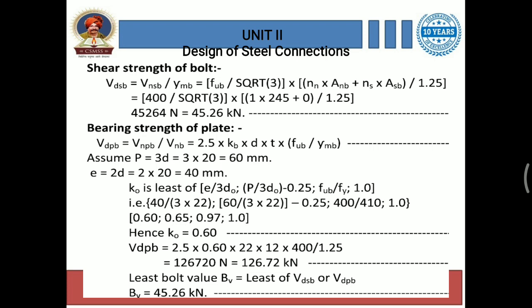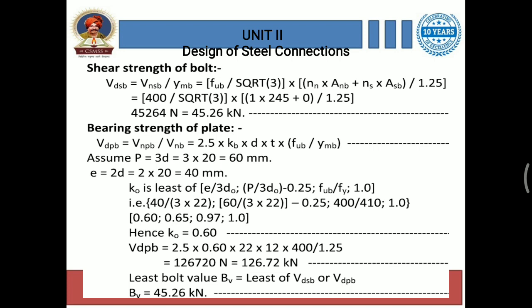Then again ns is 0 here, which we have already discussed in previous examples, because there is no staggering or no staggered joint in this particular connection, and that's why ns is 0, Asb becomes 0, divided by 1.25. Then it comes out to be 45264 Newton, and that is 45.26 kilonewton.